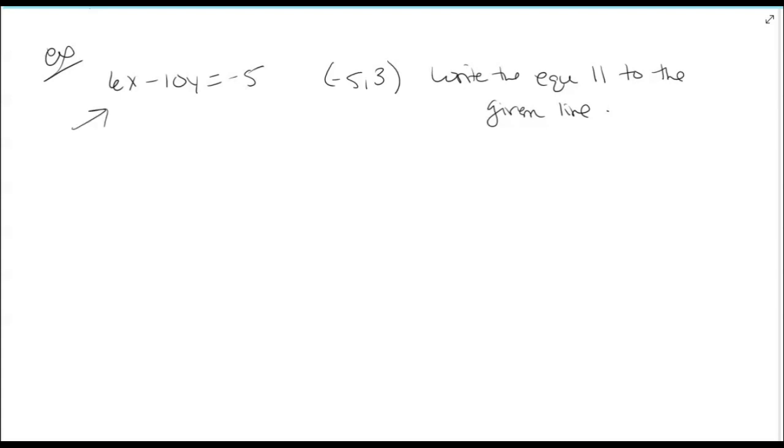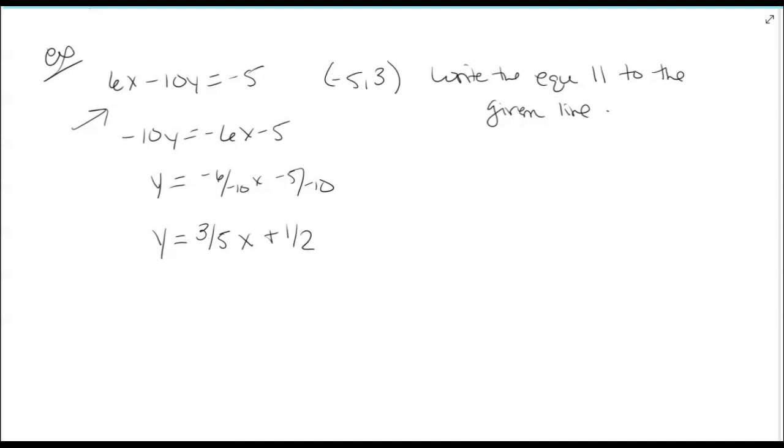The first is we need to take the equation that we have, put it in y-intercept form, and find out what the slope is. All right, so we're going to do that. We're going to move 6x to the other side. Then we're going to divide both sides by -10. And we're going to simplify this thing. So this becomes a positive 3/5 x plus 1/2. Now we can identify the slope. The slope is always the coefficient of the x, so our slope is 3/5.